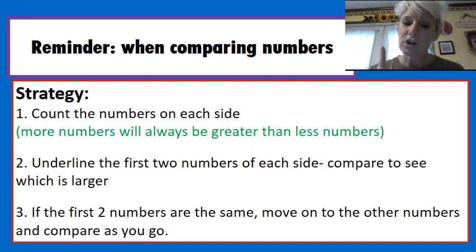First of all, you want to count the numbers on either side because more numbers will always be greater than less numbers. Second of all, you can underline the first 2 numbers of each side if they're the same amount, and you can compare to see which is larger. Third, if the first 2 numbers are the same, then you go to the next place value until you compare each as you go and find out which is greater. All right, let's try it.